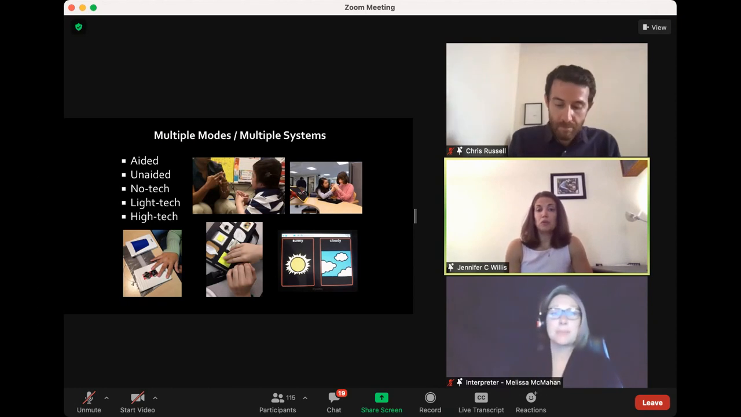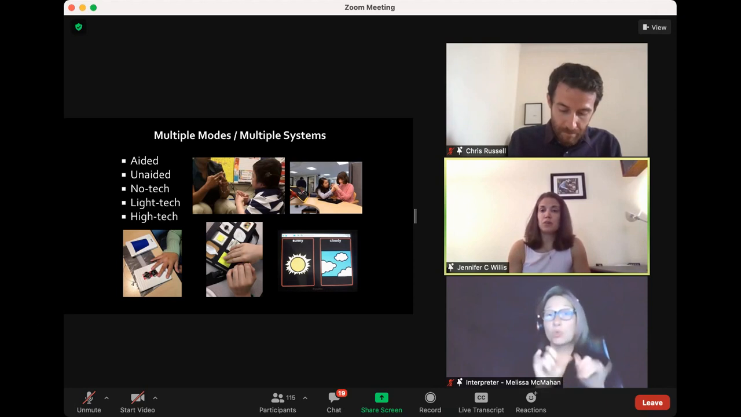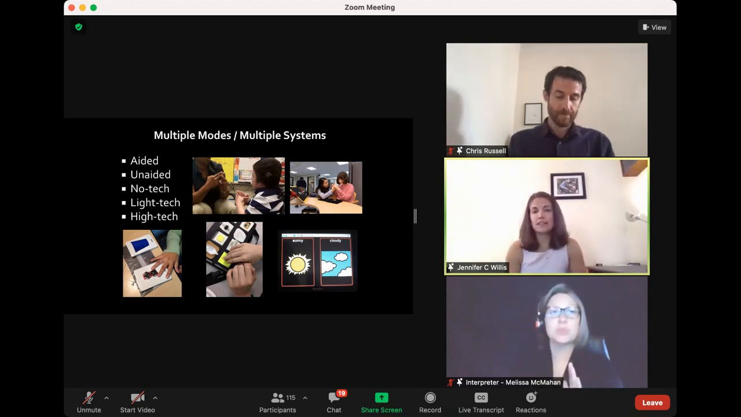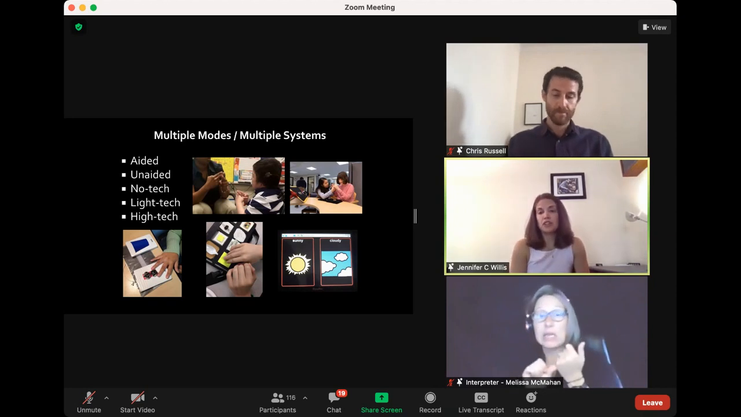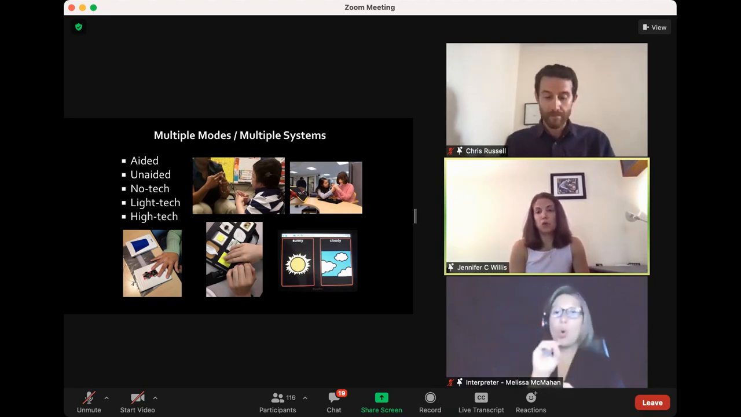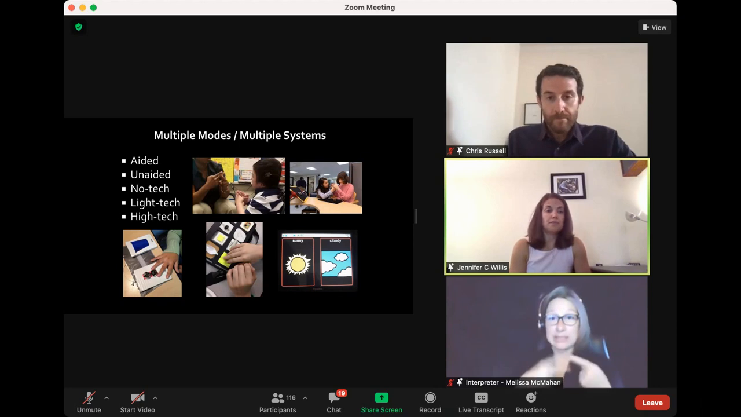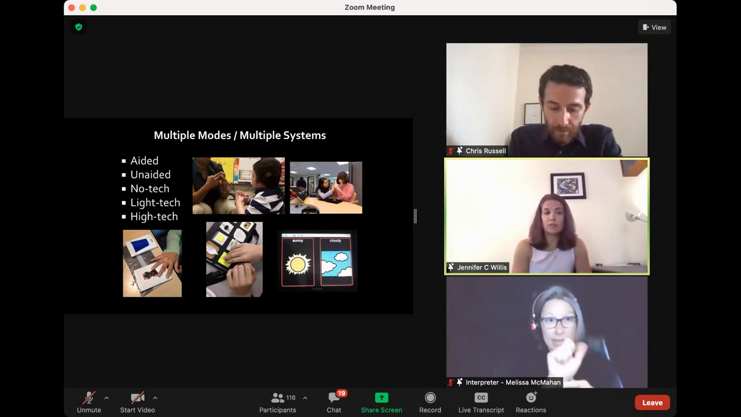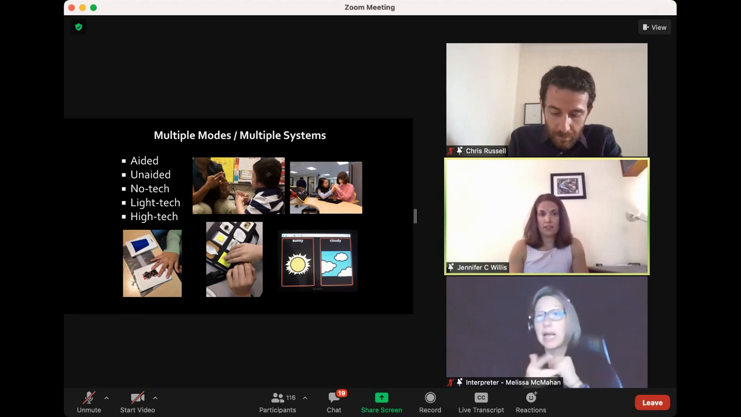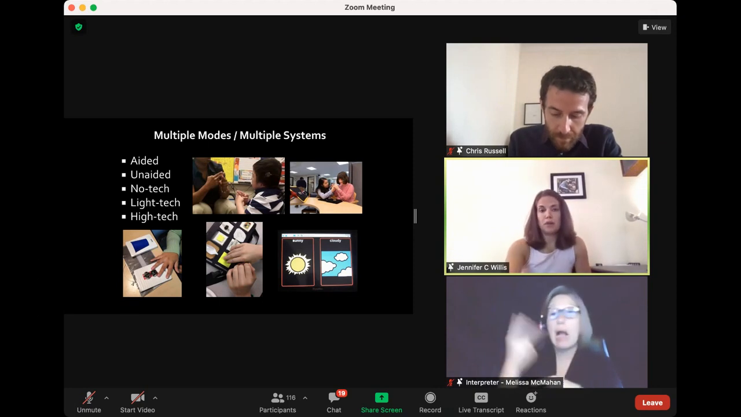And so when we look at the multiple modes or systems of communication that are available to our students, these are just a couple examples. Aided versus unaided, could be coactive signing, like you'll see in the one picture of an adult helping a student form ASL, no tech versus low technology versus high tech. There's a whole span of different options available.